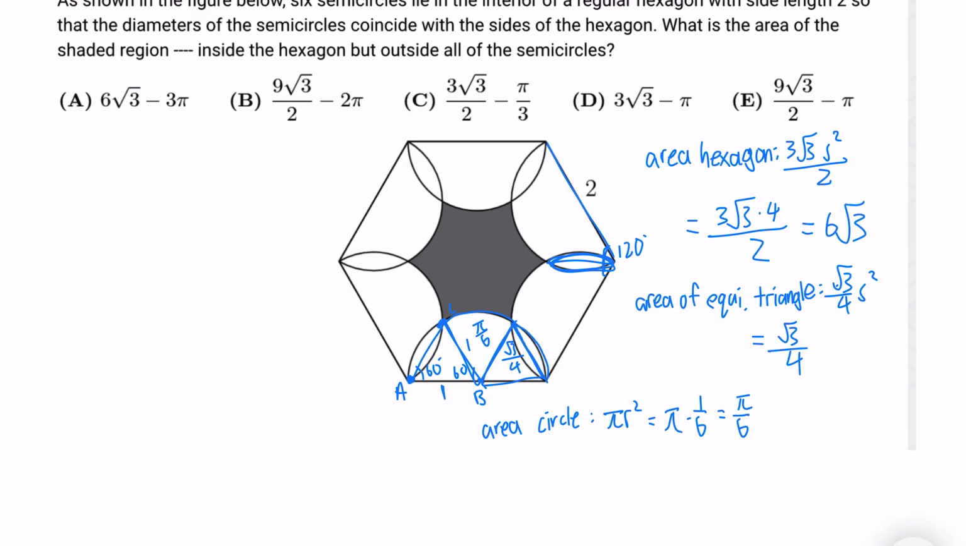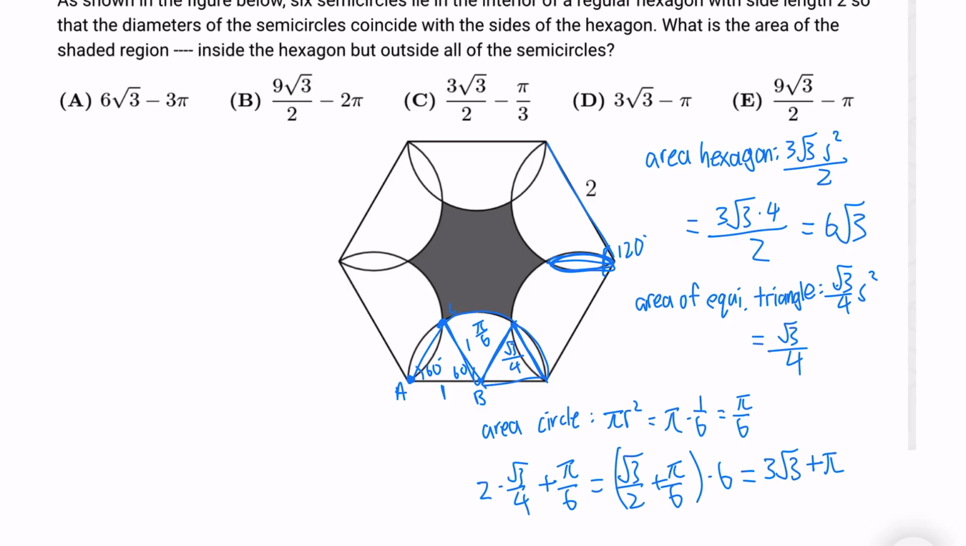So the total area that is colored white in each of the 6 parts of the hexagon would be 2 times the square root of 3 over 4 plus pi over 6, and that would give us the square root of 3 over 2 plus pi over 6. Well, we have 6 of these, so we multiply this by 6. So this would be the area of the parts that are colored white.